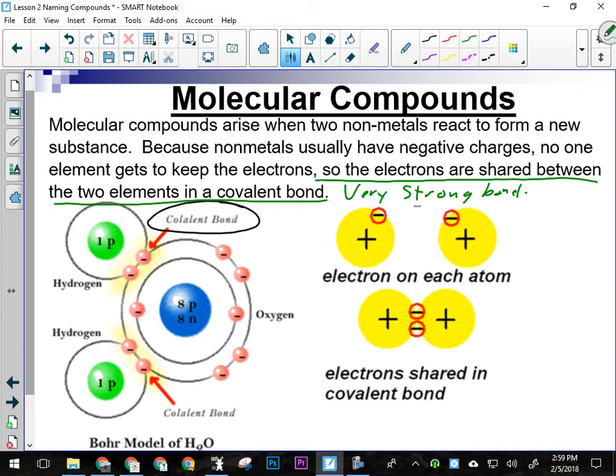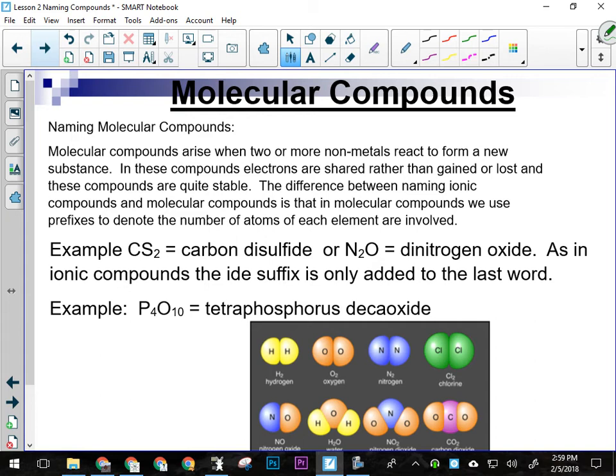Now, naming our molecular compounds is pretty straightforward. We just name them in whatever order they are in the compound. And then in order to tell people how many there are, what do we use? Prefixes. Now we have to use prefixes. We didn't need them in the ionic compounds because if there's a calcium and a bromine, they only go together one way. But for a molecular compound, because they're sharing the electrons, not trading them, they could go together in any number of ways. So we have to use prefixes for these ones.